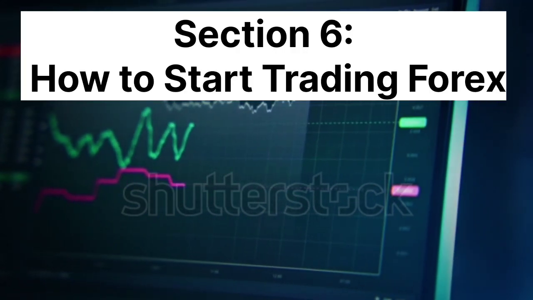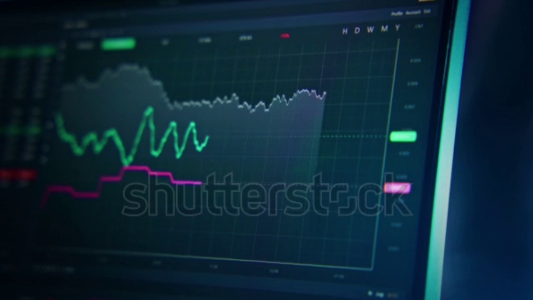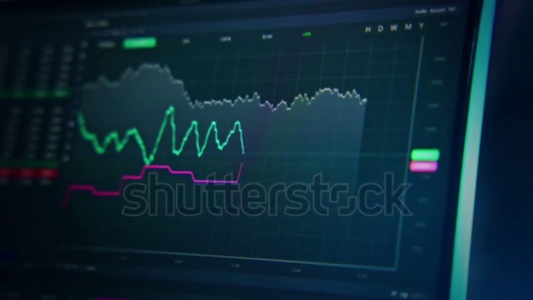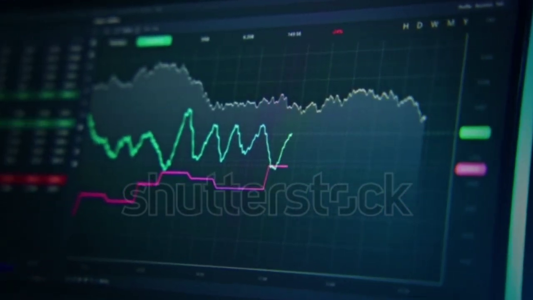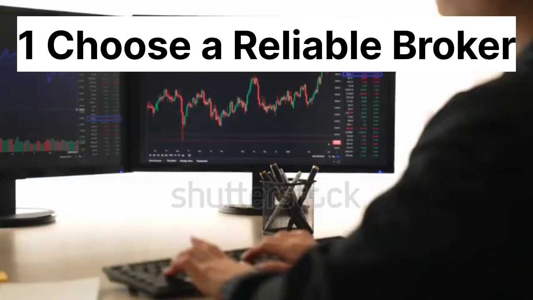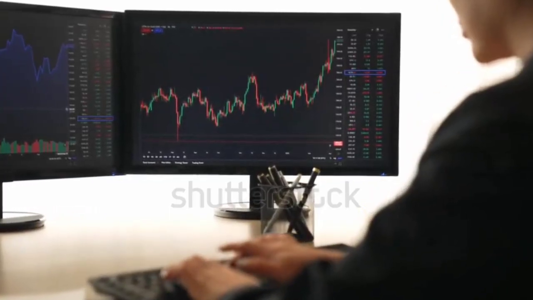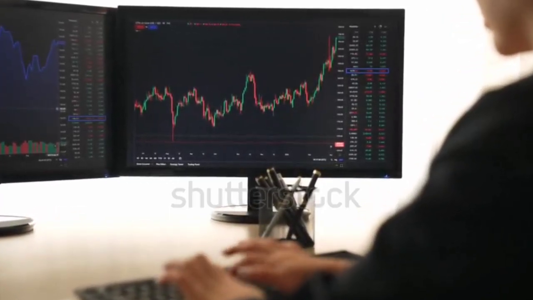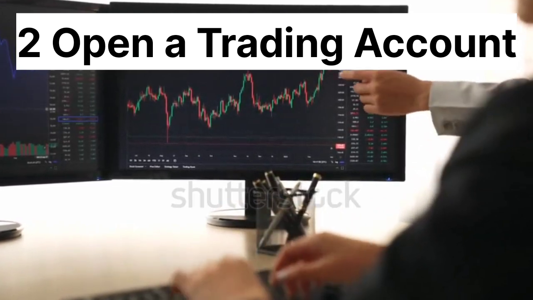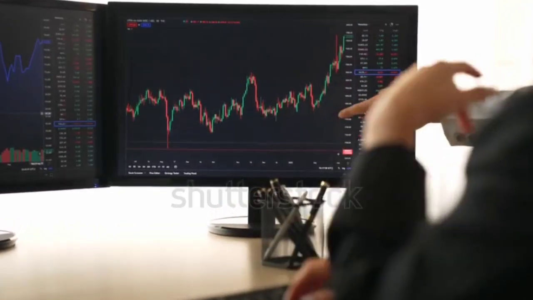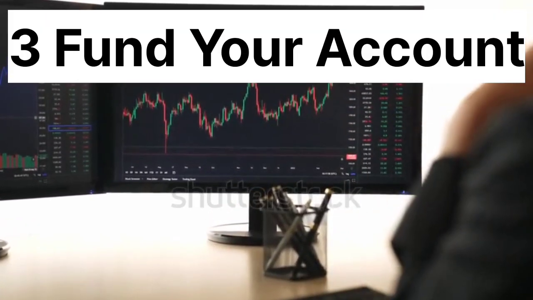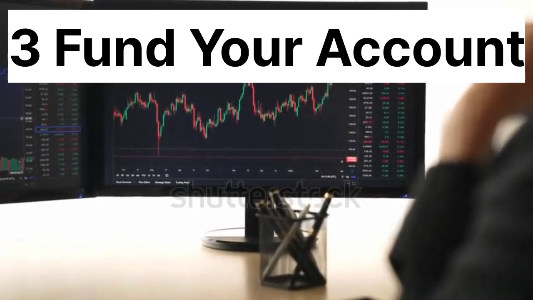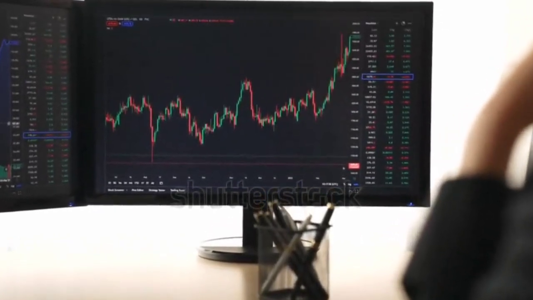Section 6. How to start trading Forex. Ready to start trading Forex? Here's a simple step-by-step guide. 1. Choose a reliable broker. Look for a broker with a good reputation, low fees, and a user-friendly platform. 2. Open a trading account. Complete the registration process and verify your identity. 3. Fund your account. Deposit money into your trading account. Start with an amount you can afford to lose.